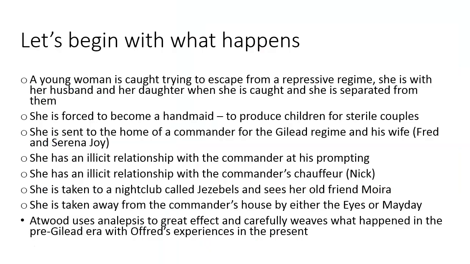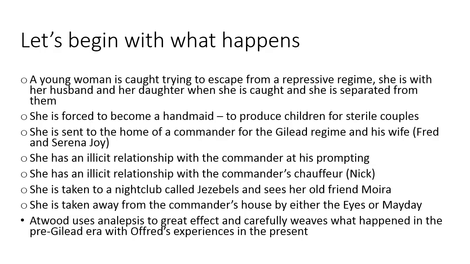So let's begin with what happens. This is the novel reduced to its absolute key elements. You've got this young woman who's caught trying to escape from a repressive regime. She's with her husband and her daughter when she's caught. She's separated from them. Forced to become a handmaid to produce children for sterile couples. Sent to the home of one commander. I think she's already been to 2 before this.